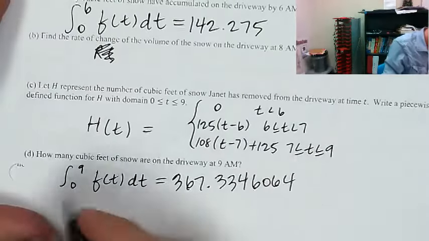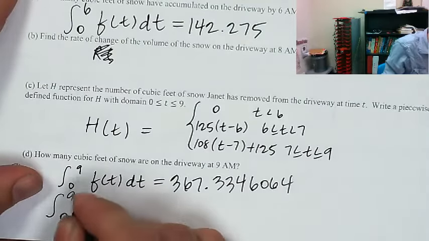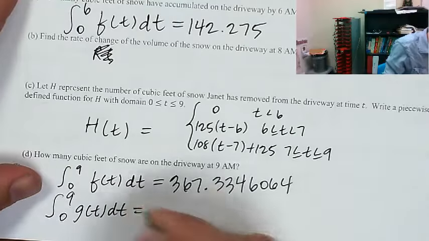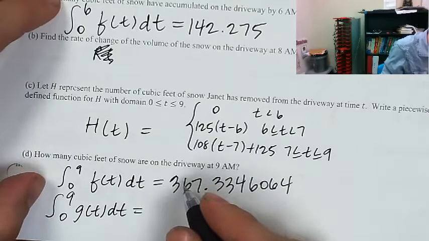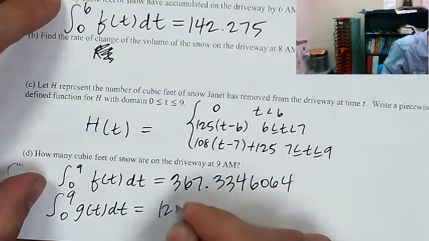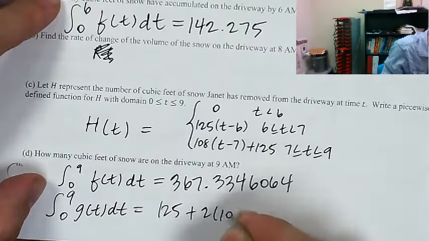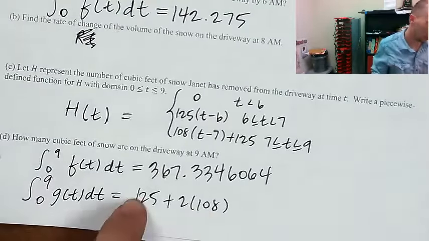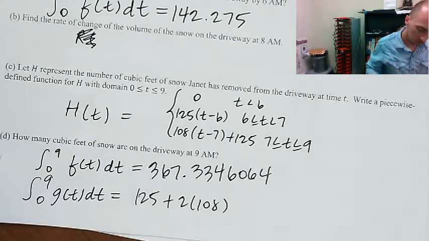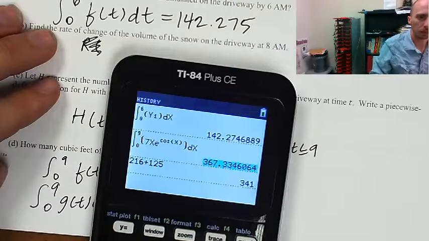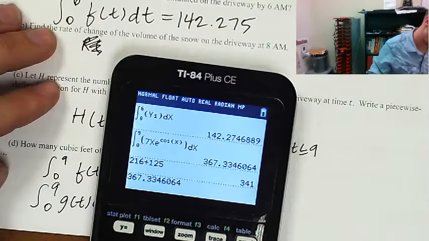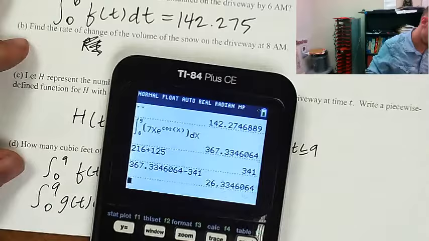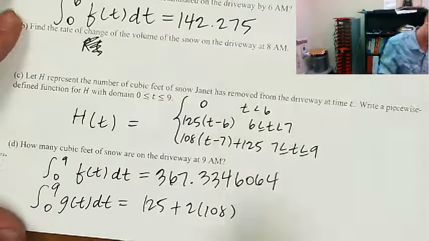All right, and then the integral of g of t from, say, 0 to 9 is going to equal 125 plus 2 108s. Okay, I need to subtract these. So that's 216 and 125. Just don't want to be wrong. That's 341. And I'm going to take 367 minus 341. I'll say there's 26.335.